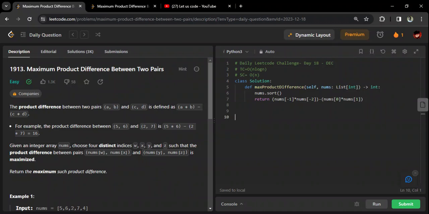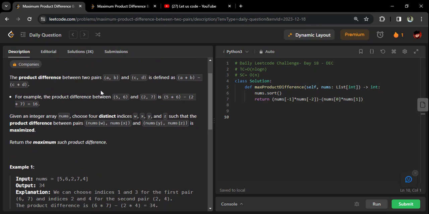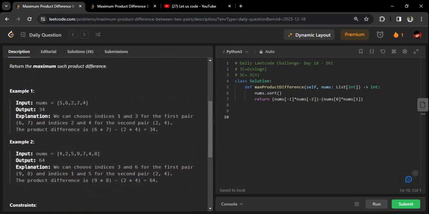Today we are at day 18 of the daily code challenge, and we again have an easy level question in front of us. It's question 1913, maximum product difference between two pairs. Let us see what the question is, and then we will discuss. In this particular question, I will be explaining the brute force approach, which is very simple, and then we will see the optimized approach, which is again simple.